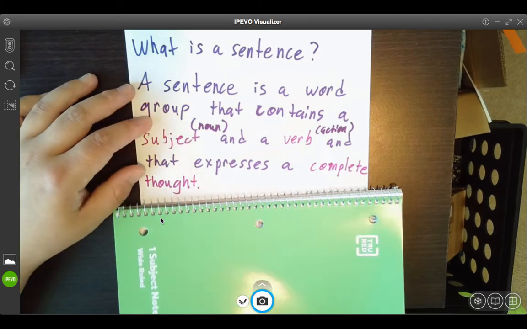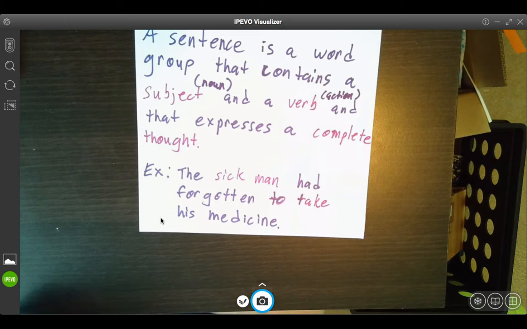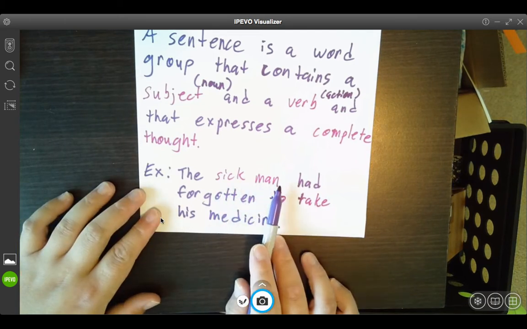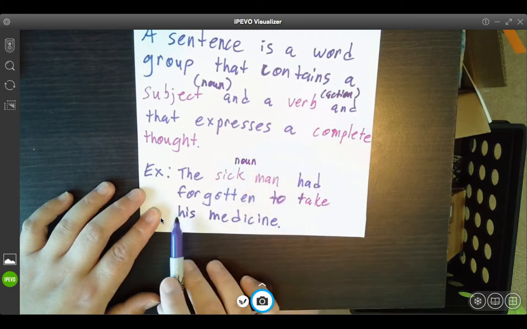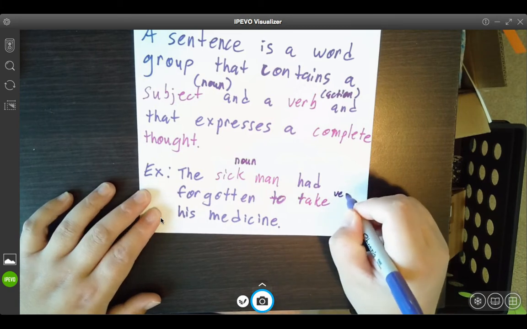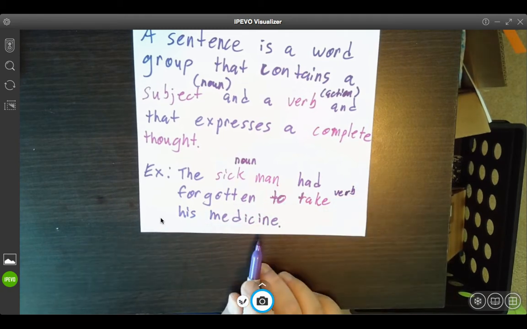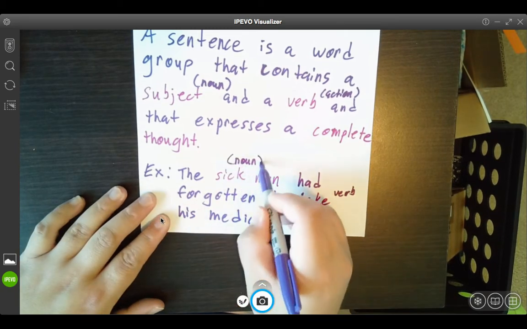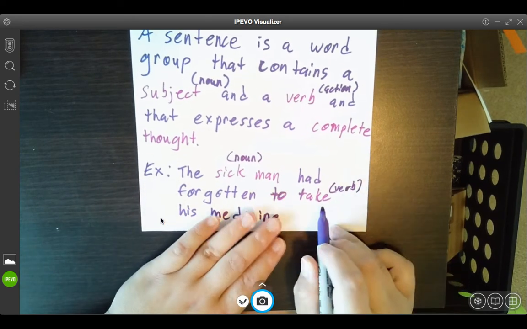Let's show you an example. The sick man had forgotten to take his medicine. Notice again, sick man is our noun. Had forgotten to take, there's your verb, his medicine. I have my noun about the man, taking, the verb, his medicine.